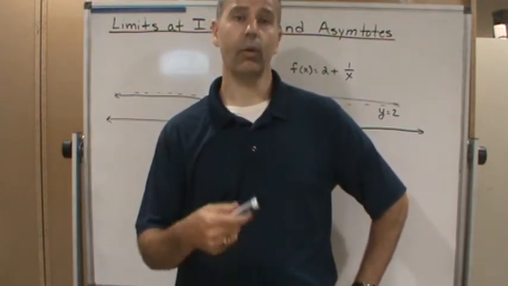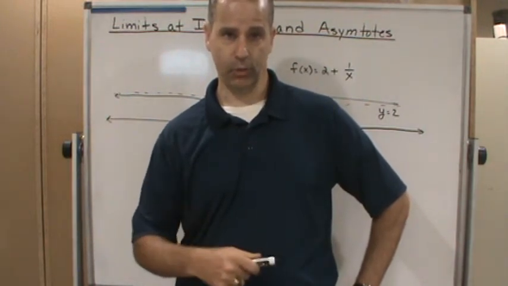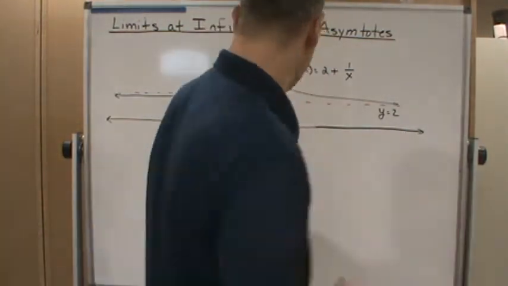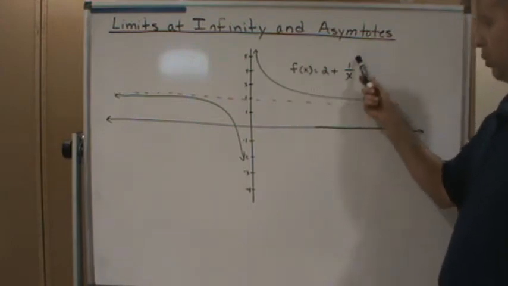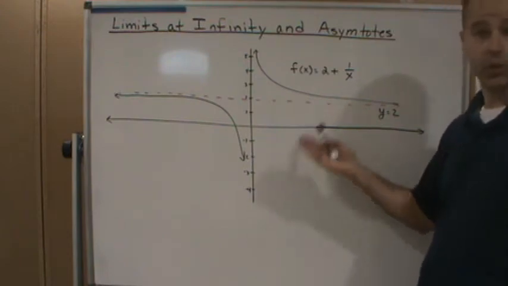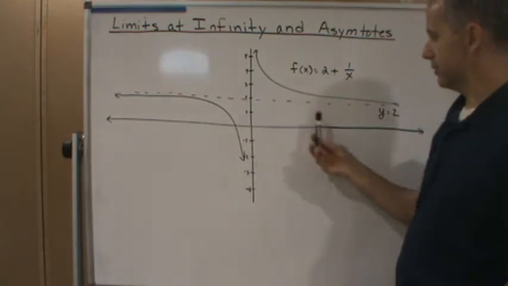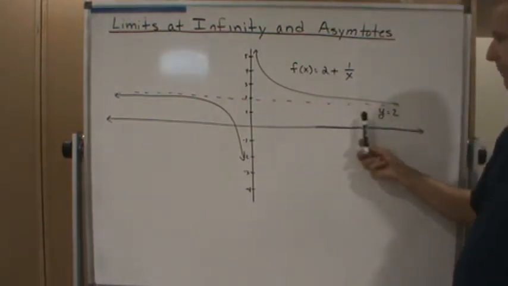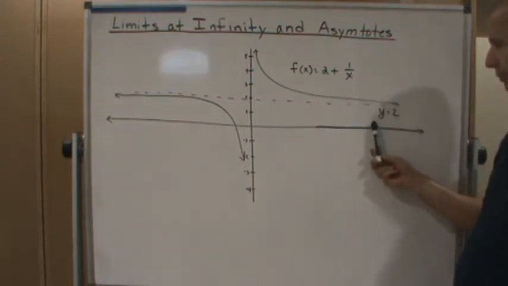Then we're also going to look at what happens when we approach a vertical asymptote. That's what we're going to talk about now. In this example, I put down the function 2 plus 1 over x, so it's the reciprocal function, but shifted 2 units up. This is what it looks like. We've got this horizontal asymptote, and as x goes to positive infinity, the function is tending towards the line y equals 2.